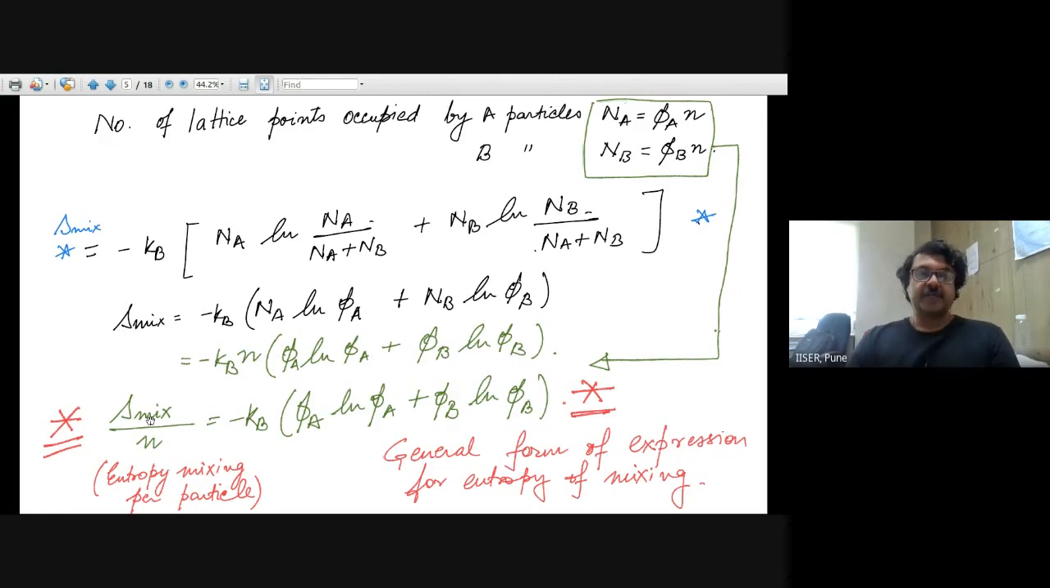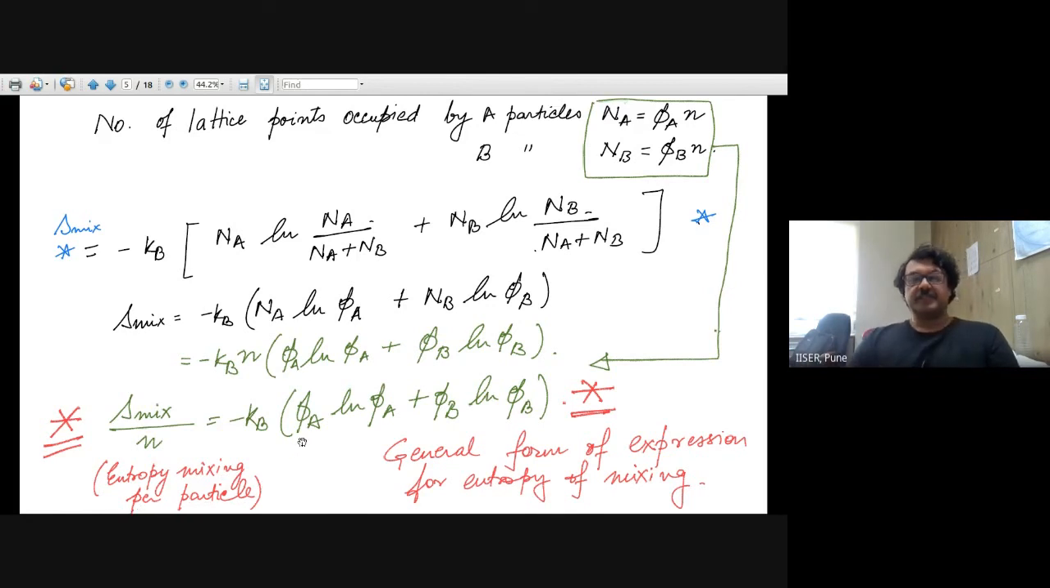And if you want to calculate the entropy of mixing per lattice point or per particle, then it is minus Kb [phi A ln phi A plus phi B ln phi B]. If you see this expression somewhere in the free energy, phi A ln phi A plus phi B ln phi B, it should immediately click to you that this is the general form of the expression for entropy of mixing, right? So this is the expression for entropy of mixing per particle.